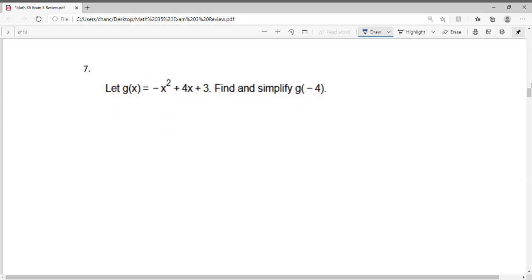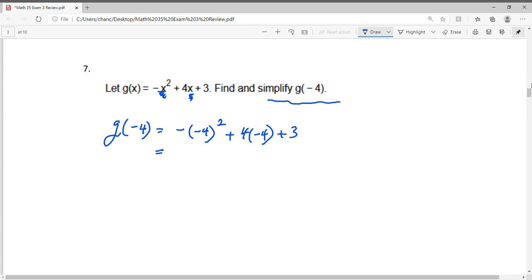Question 7, let g of x be equal to negative x squared plus 4x plus 3. We want to simplify g of negative 4. This means I have to plug in a negative 4 everywhere I see an x. So let's plug in a negative 4 everywhere we see an x, and then we'll simplify. Negative 4 squared is a positive 16, but there's a negative in the front, so we'll bring down a negative 16, plus 4 times negative 4 plus 3.